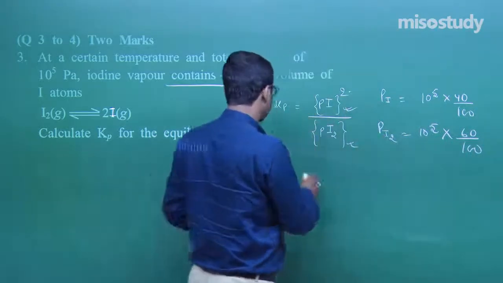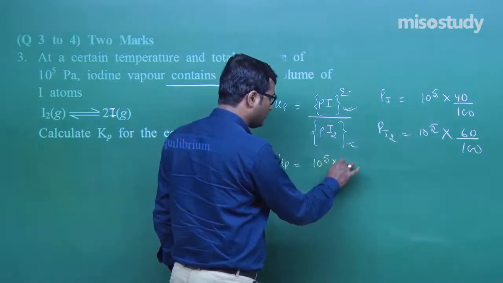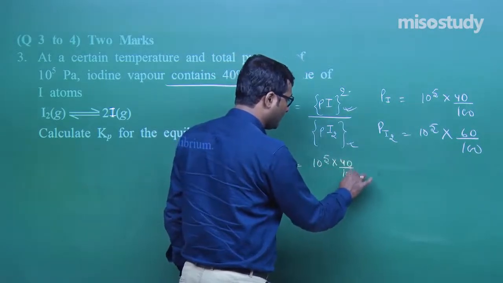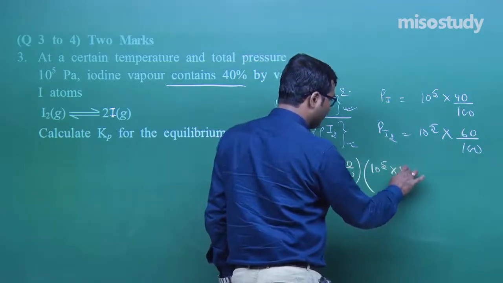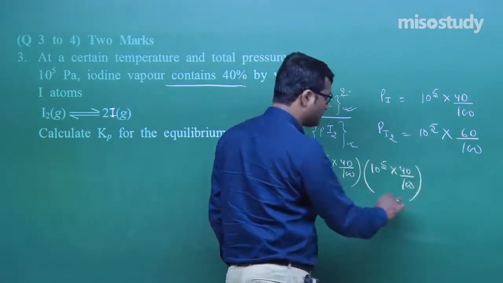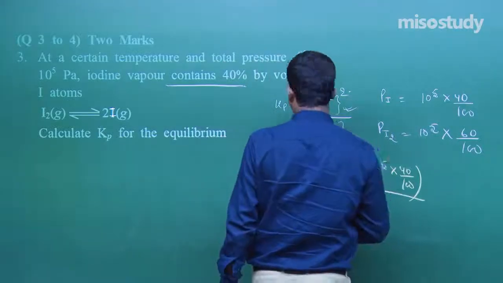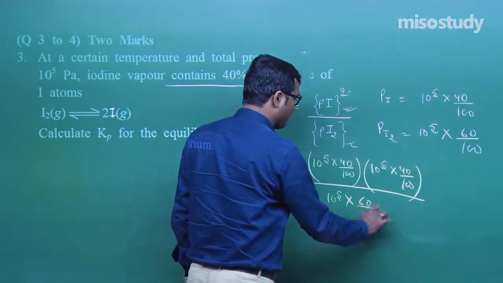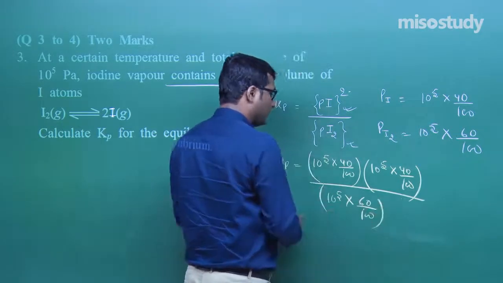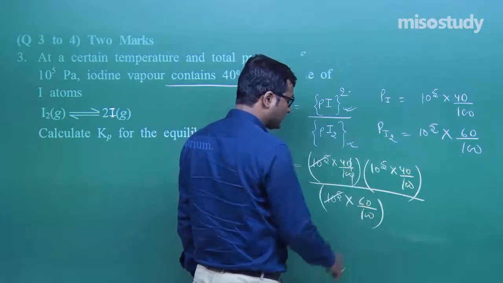Now put this value here. What we get is 10^5 into 40 upon 100, twice, divided by the partial pressure of I2, which is 10^5 into 60 upon 100. Clear? Now it is very simple, this will cancel this one.